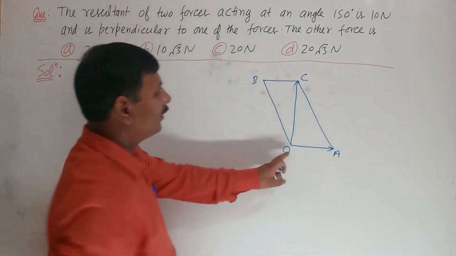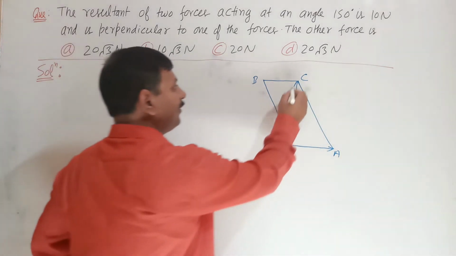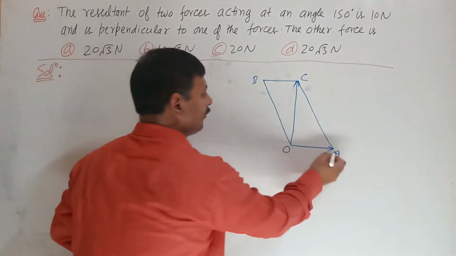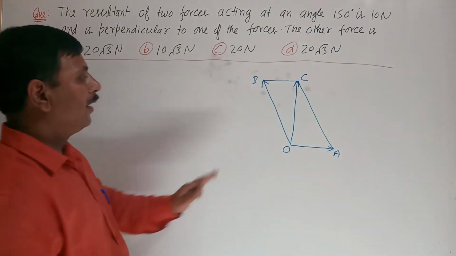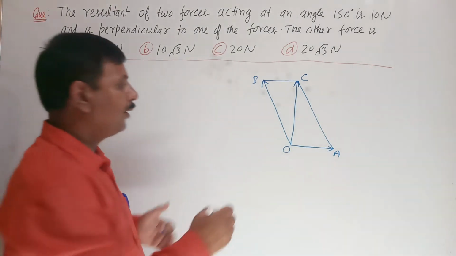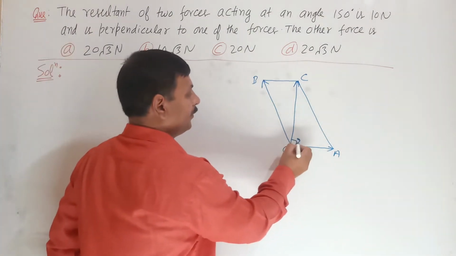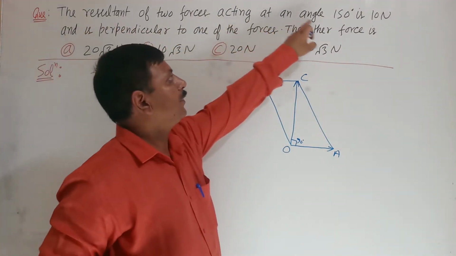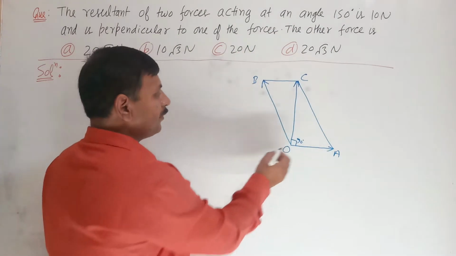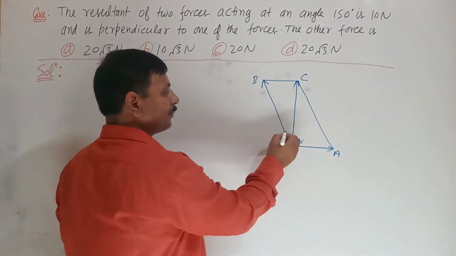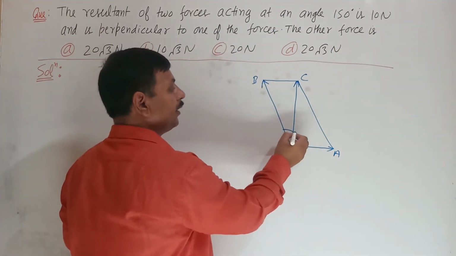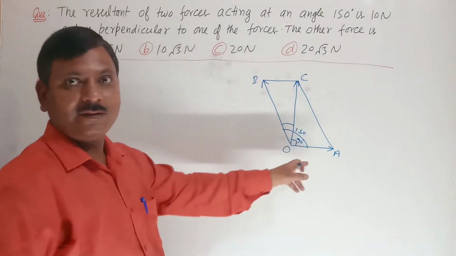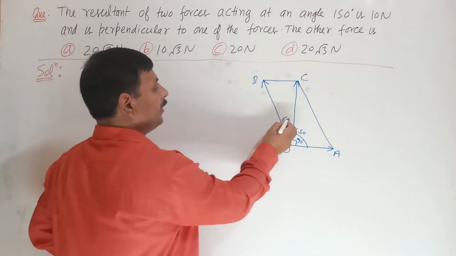Firstly, what we have done? First vector, and this is the resultant, the diagonal I have drawn. Okay, and then I have made the parallelogram. So this is the first vector, this is the second vector, and the resultant, meaning the diagonal, is perpendicular to one of the vectors. What they have given? The resultant of two forces acting at 150 degree. So see, total angle is 150. They have given from here to here, that is 150. So if you see, this is 90, so this angle will be 60 degree.